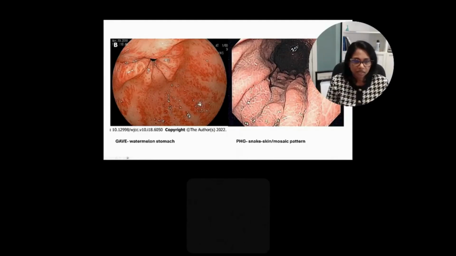Now, these are the endoscopic images. I purloined these images from a textbook. So this is your typical watermelon stomach. It has these sort of linear stripes. And this is, I suppose, the snakeskin or more mosaic pattern, and they are somewhat distinct. Even just in terms of the endoscopic appearance, the GAVE tends to be more dramatic. You can obviously see more mucosal injury that may result in this more dramatic histological appearance.